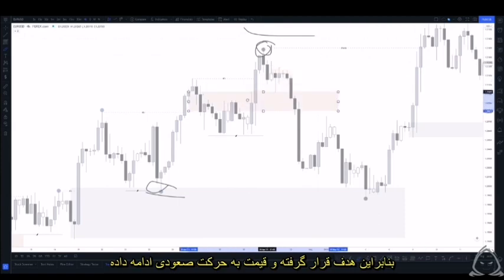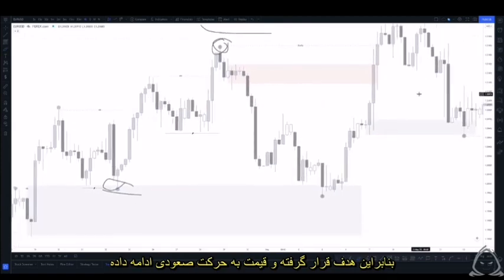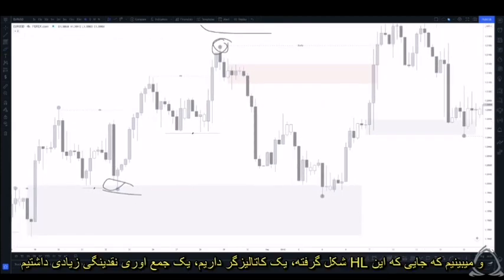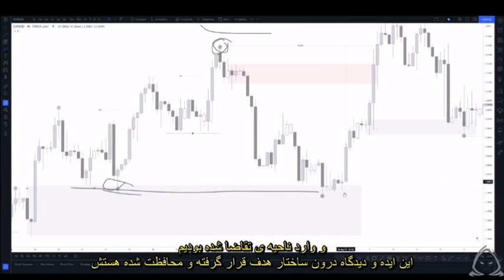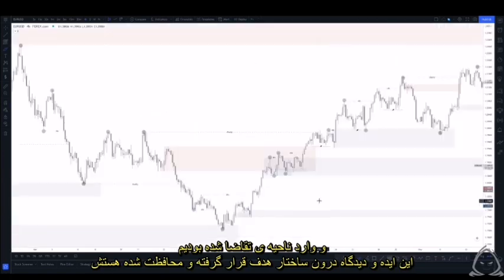Therefore, it was targeted and price continued to move to the upside. And what we can see is when we looked at this higher low being formed, we had that catalyst. We had a massive liquidity grab and we had a tap into a demand zone. And that is the concept and the idea behind protected and targeted structure.